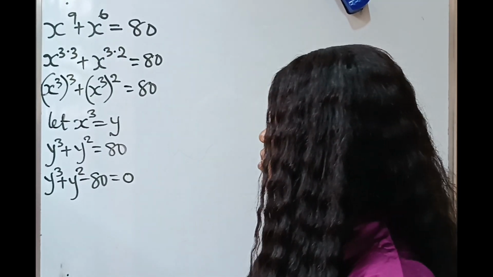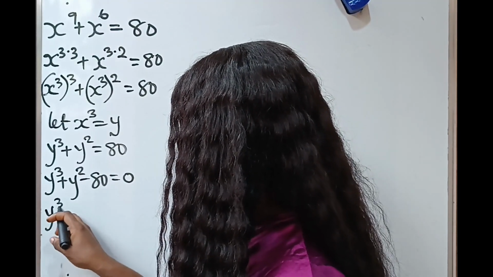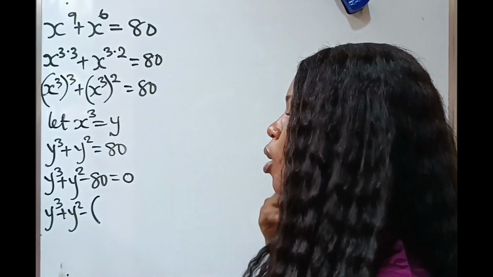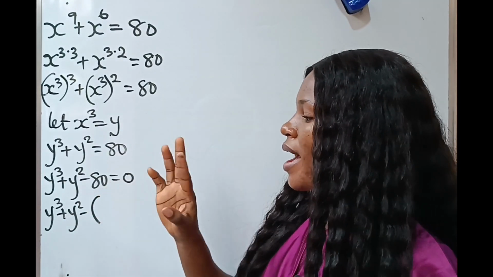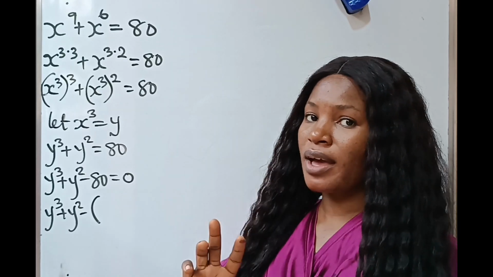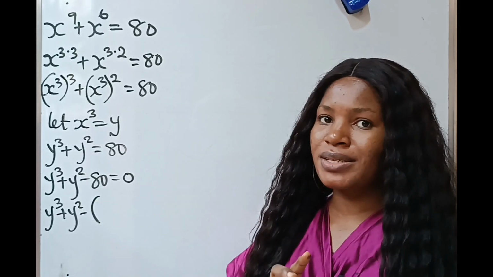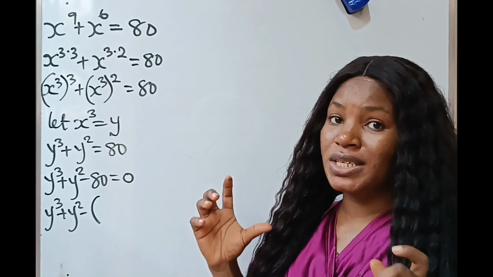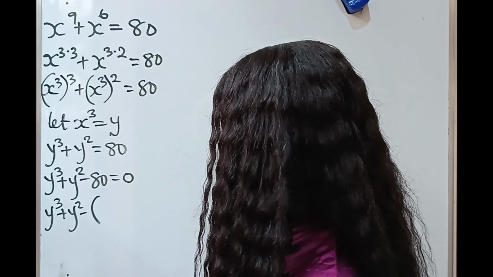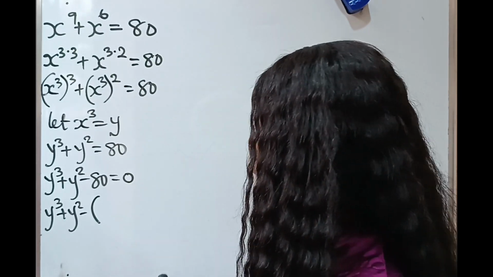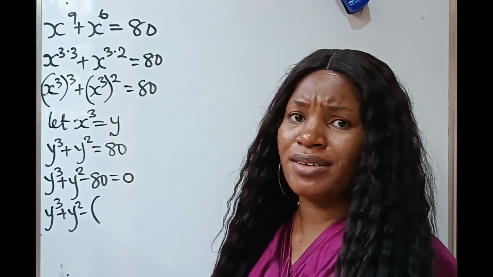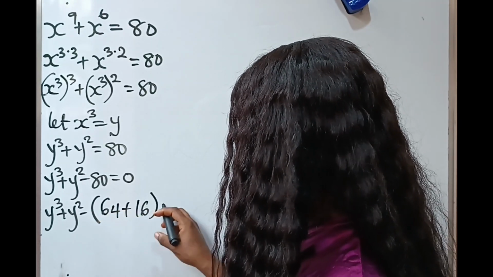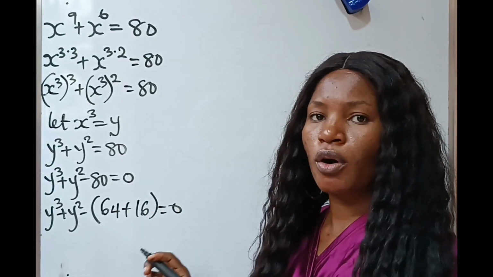So we have y to the power of 3 plus y squared minus, now I need two numbers that I'll add together to get 80, but one has to be a cube and the other one has to be a square of the same number. So what do I mean? If I choose 64 and 16, 64 is a cube and 16 is a square of 4, the same number.